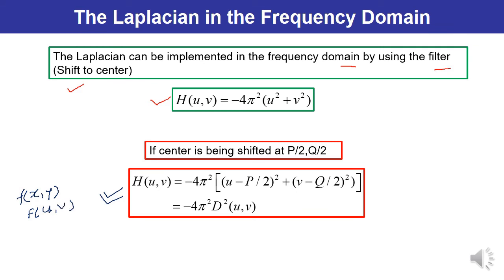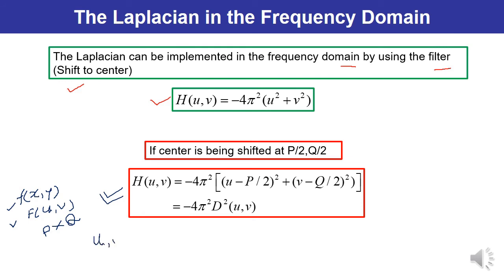So when an image has been centered by performing the operation f(x,y) times (-1) raised to the power x plus y before taking the transform of the image, here you know that this F, or capital F, is of the size P cross Q. So this operation shifts the center of the transform so that (u,v) is (0,0).